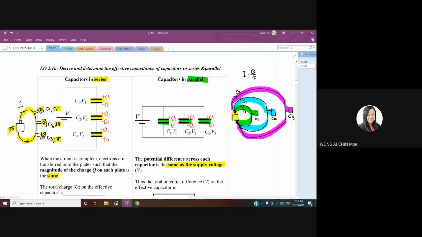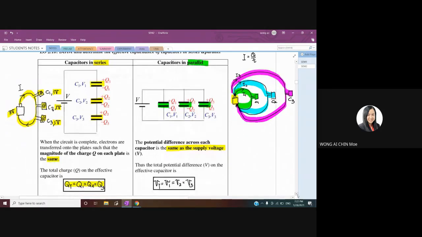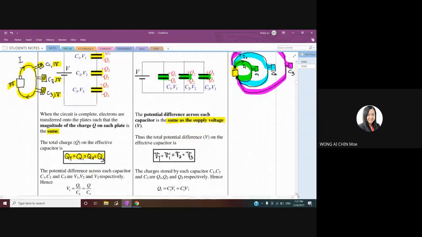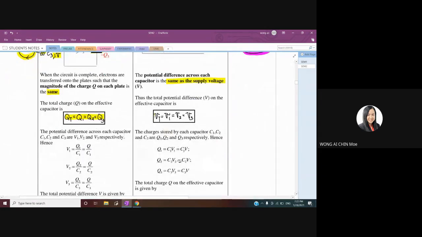Okay, let's say this is your power supply, and the capacitors are connected directly to it in parallel. Then the voltage across each capacitor will be the same. If V is 3 volts, then V1 is also 3 volts, V2 is also 3 volts, and V3 is also 3 volts. So we can write V total for the first, second, and third capacitor as the same, because they are connected straight away to the power supply.